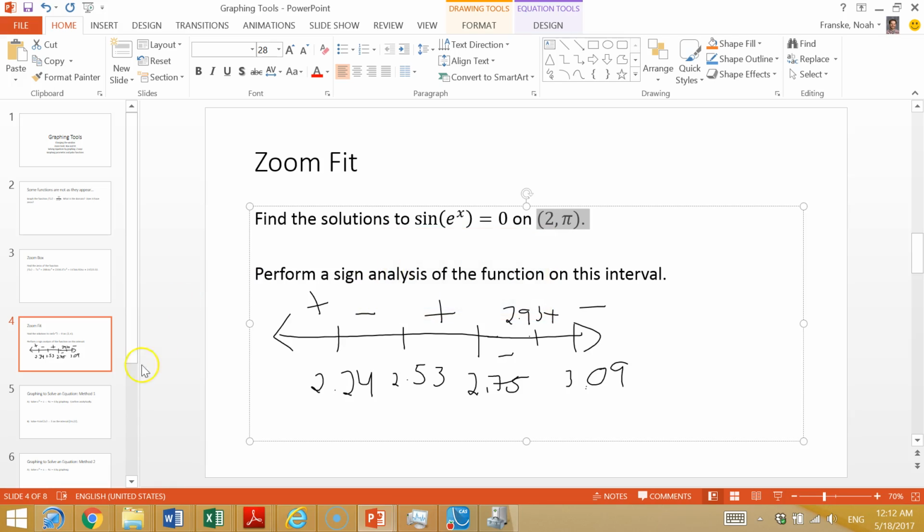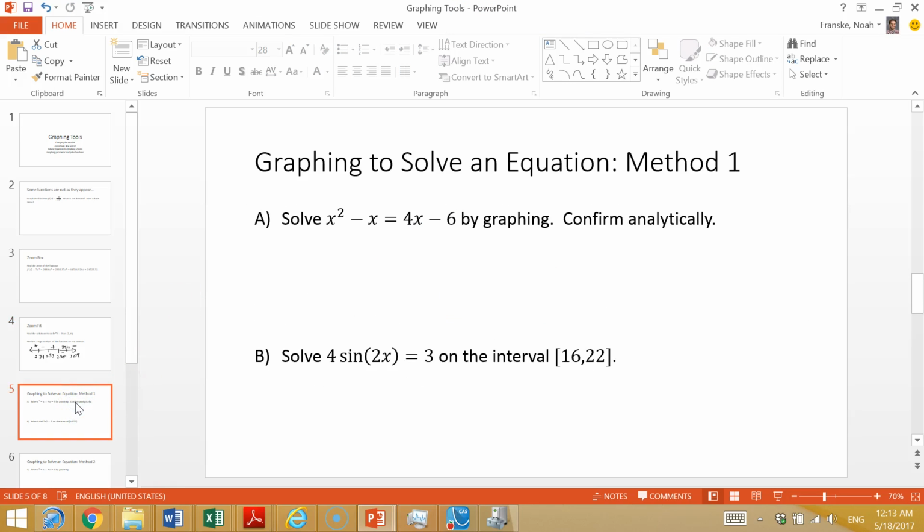We'll keep those. And let's move on. So, graphing to solve an equation. We have 2 methods to do this. So we're going to solve x squared minus x equals 4x minus 6 by graphing, and we're going to confirm analytically. That really just means we're going to use algebra to prove that this is going to work.